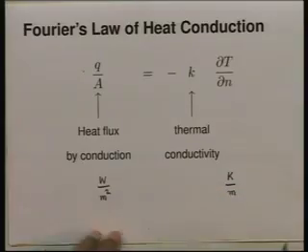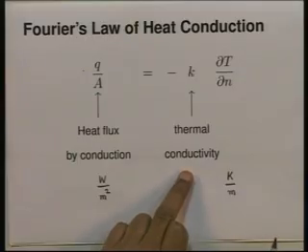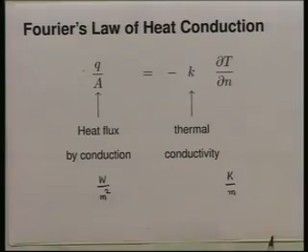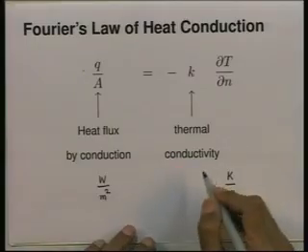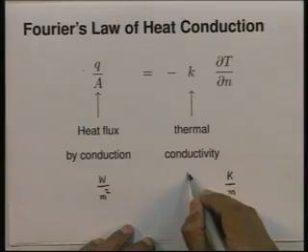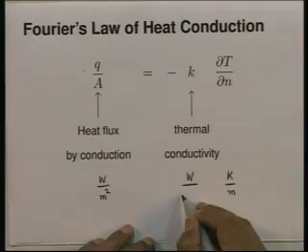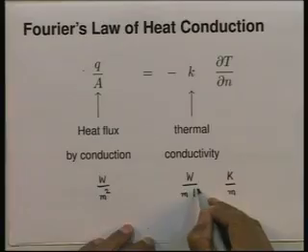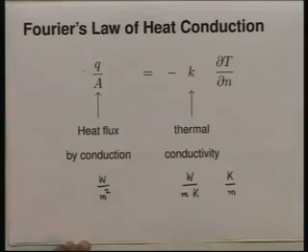It follows therefore, that the units of the proportionality constant, which we call the thermal conductivity of the material, would be watts per meter Kelvin. So, the conductivity of a material is measured in watts per meter Kelvin. And what is conductivity? It is a measure of the ability of the material to conduct heat. That is what thermal conductivity is.